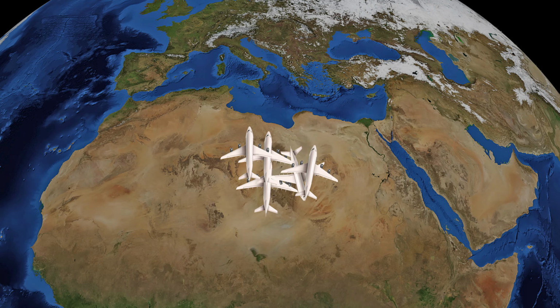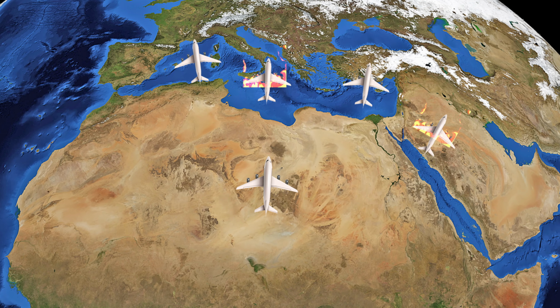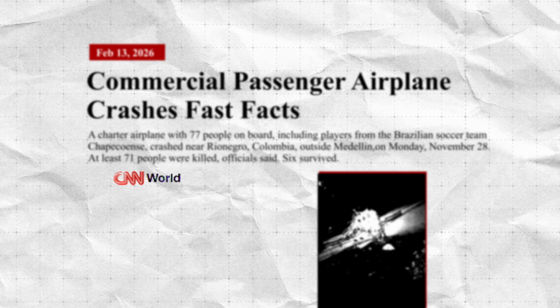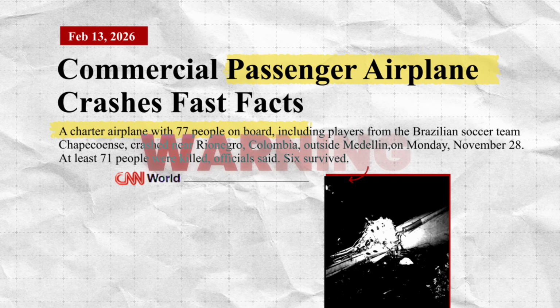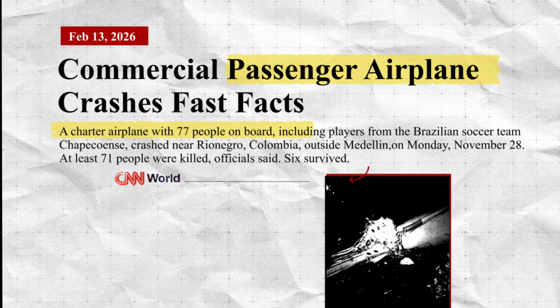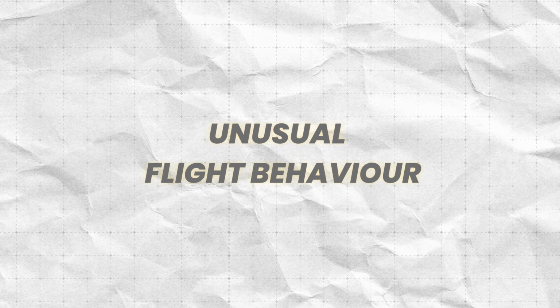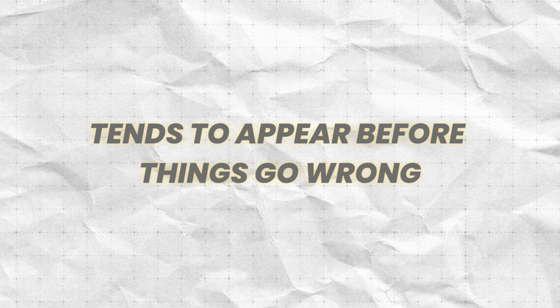We analyze a lot of flights. Here's what crashing planes have in common. Every time a plane crash makes the news, the same question comes up. Was there a warning sign? Something hidden in the data? Something we missed? This video is about understanding whether unusual flight behavior tends to appear before things go wrong.